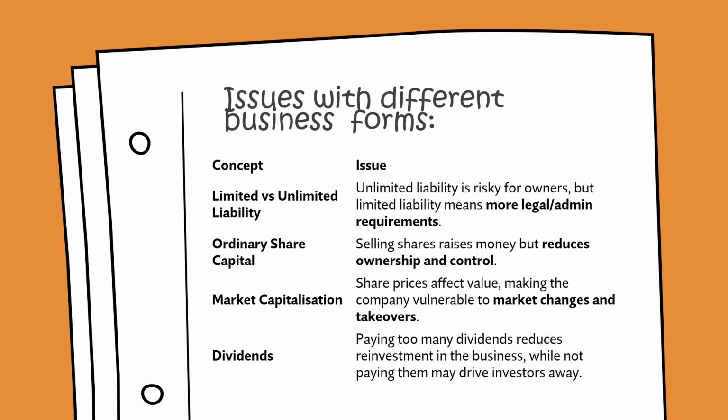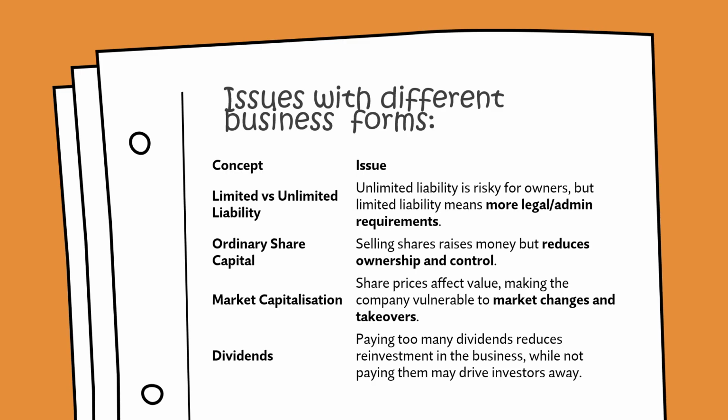Ordinary share capital means selling shares raises money but reduces ownership and control. It's a bit like if you have a business and you sell part of your business off by selling shares, and of course you're not actually the owner of your business anymore, and you perhaps might not have full control over the decisions. That's the issue with ordinary share capital. Market capitalization, of course, as you possibly know, share prices affect the value of that, making the company vulnerable to market changes and takeovers. But do you actually know what market capitalization is?